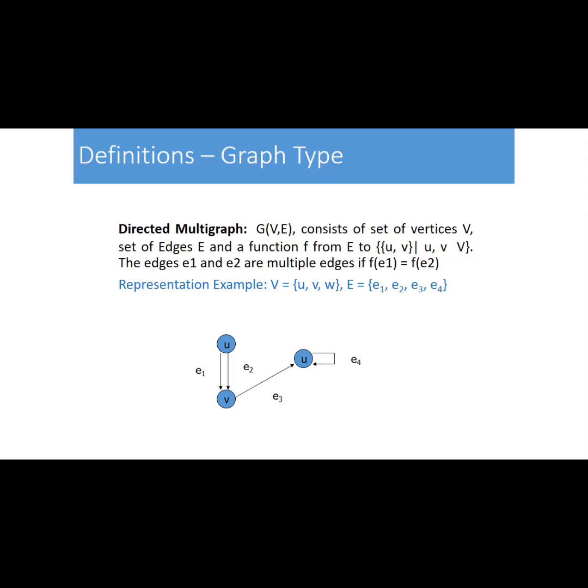So this is a directed multigraph. See, in this graph, the vertex set is U, V, W and the edge set is E1, E2, E3, E4. You have a loop, and the multiple edges are connected with U, again U, both U, V, W here.